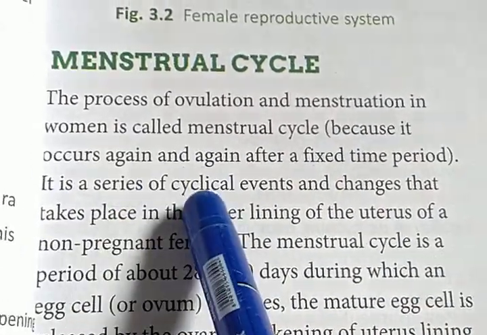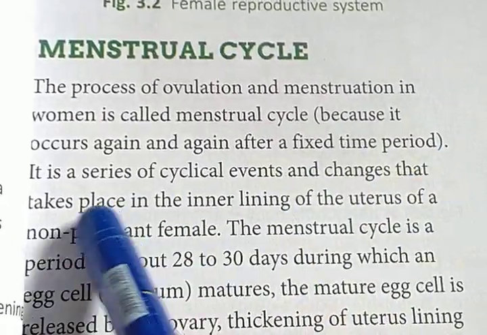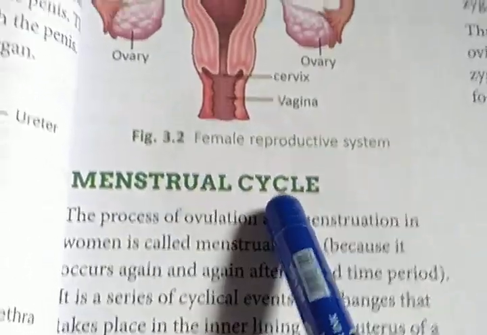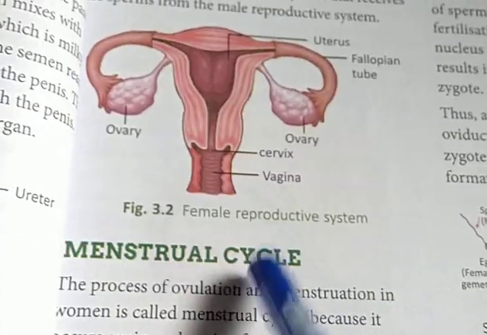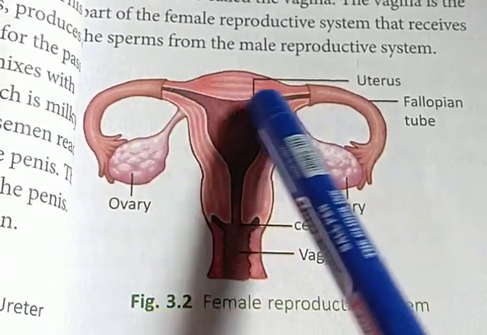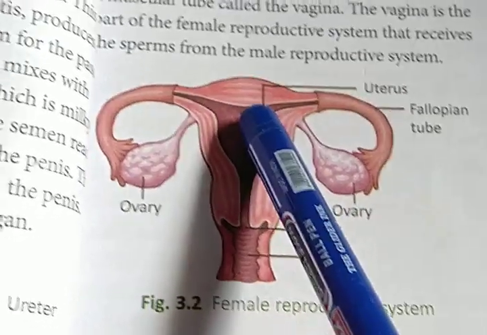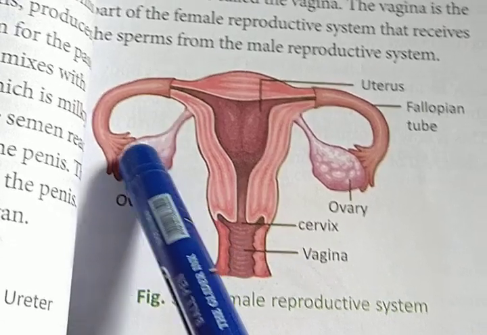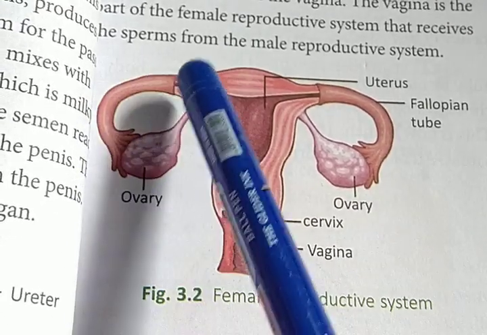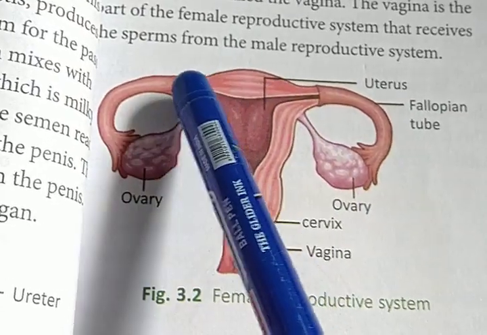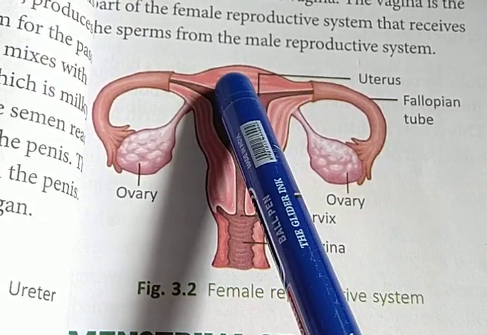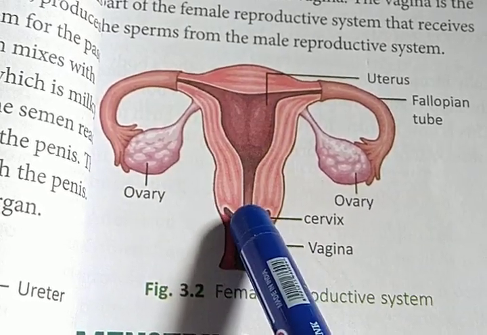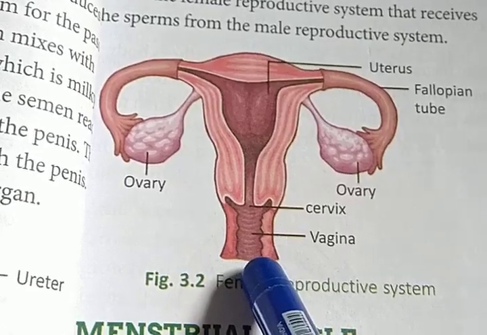It is a series of cyclical events and changes that take place in the inner lining of the uterus. When the menstrual cycle is happening, the lining of the uterus changes, because normally when the ovary releases the ovum, it goes into the fallopian tube and reaches the inner lining of the uterus. When the inner lining of the uterus breaks down, it is released through the cervix and vagina in the form of bleeding.